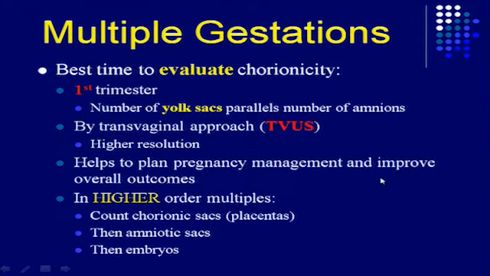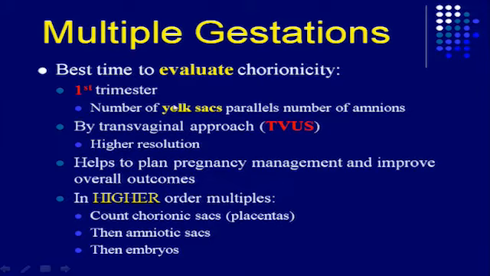So the best time to evaluate for chronicity is in the first trimester. I love it when we get referrals at 36 weeks to evaluate twins to determine chronicity. 36 weeks, come on. The best time to look is in the first trimester. You guys are going to see it before we ever see them.